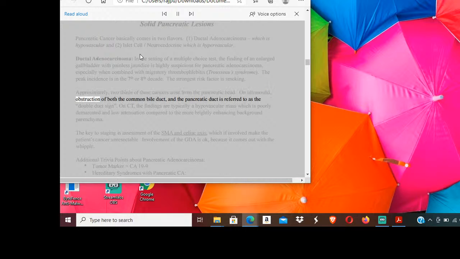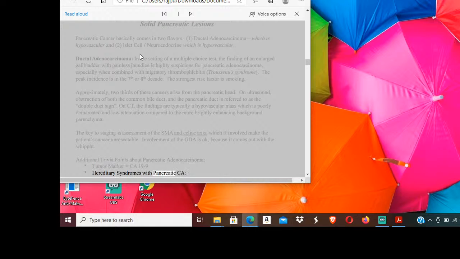On ultrasound, obstruction of both the common bile duct and the pancreatic duct is referred to as the double duct sign. On CT, the findings are typically a hypovascular mass, which is poorly demarcated and low attenuation, compared to the more brightly enhancing background parenchyma. The key to staging is assessment of the SMA and celiac axis, which if involved make the cancer unresectable. Involvement of the GDA is okay, because it comes out with the Whipple. Additional trivia points about pancreatic adenocarcinoma: tumor marker equals CA 19-9.